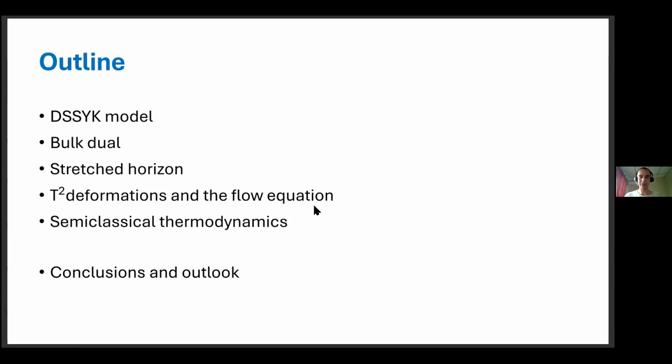I'll introduce the double scaled SYK model, the particular boundary dual theory that I'll describe, and give you some reasons why this is the best developed description. I'll tell you about the stretched horizon conjecture of Susskind that also motivates this work, and about the TTbar deformations that allow us to locate the double scaled SYK model at certain locations in the bulk dual that will be important. Then the flow equation of the energy levels, and the semi-classical thermodynamics. There are several things that I'll have to skip given the time constraints.